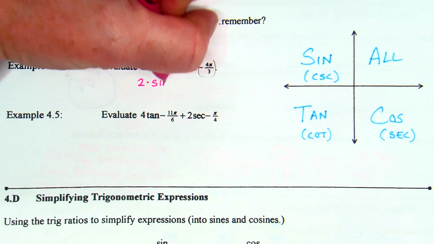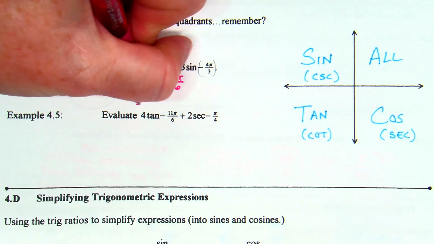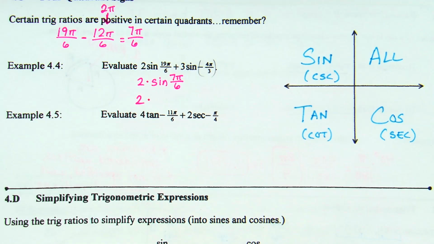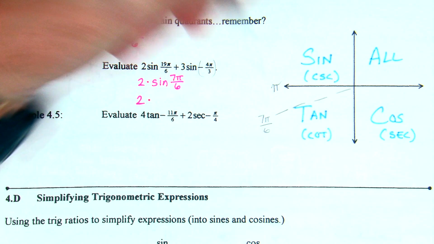Because we know right here is pi, right? And in terms of pi, that is 6 pi over 6. What we need is 7 pi over 6. Now, we need that reference angle. How far is 7 pi over 6 from pi? How far down is that? That is pi over 6. So our reference angle is pi over 6.